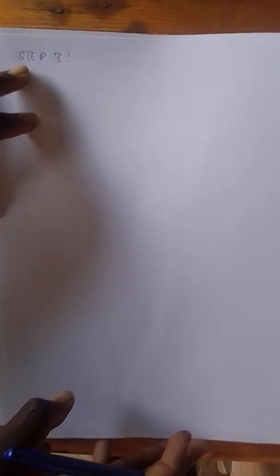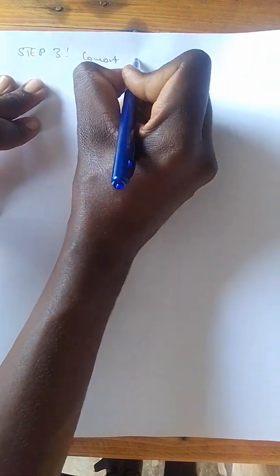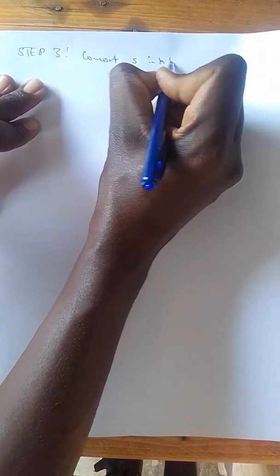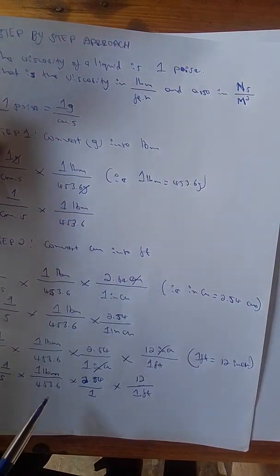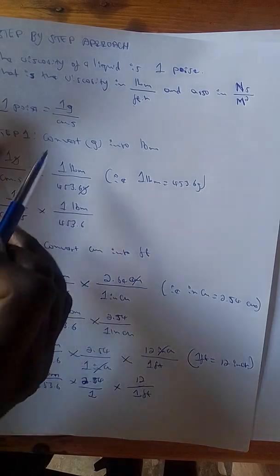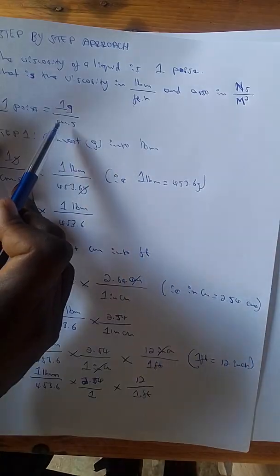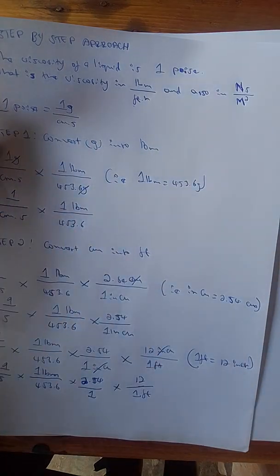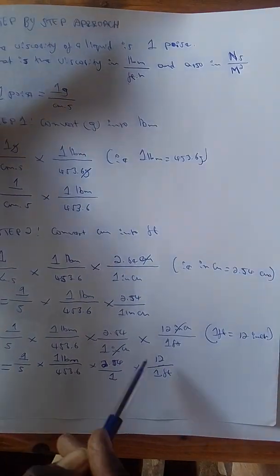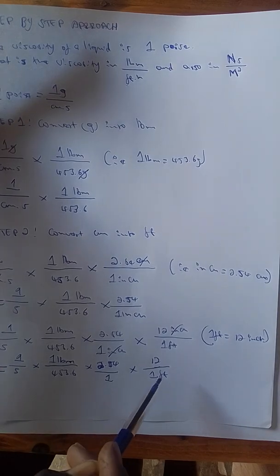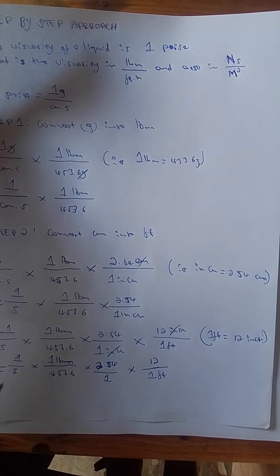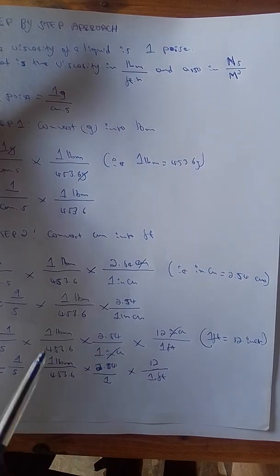Step 3. Convert seconds into hours. If we look at our problem here, we realize that we have converted the grams into pound mass, the centimeters into feet, and we are left with the second. So we still take the whole thing. Again, I have to emphasize that you can always simplify this and have one number, but I decided to keep it like this so that it can easily be followed.